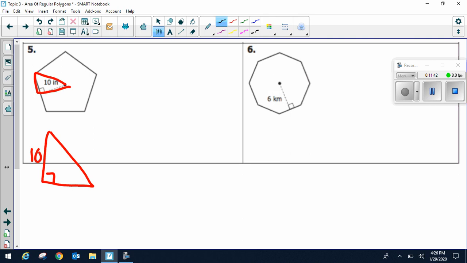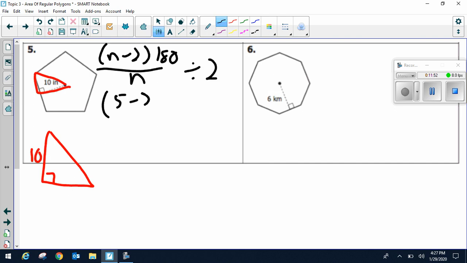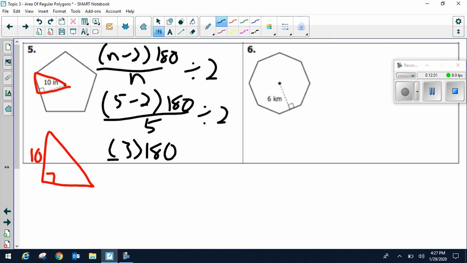Okay, same thing. We don't have any other information, so we have to do this formula of n minus 2 times 180 over n, and then we divide that number by 2. Number of sides in this case is 5, so it's 5 minus 2 times 180 over 5 divided by 2, which gives you 3 times 180 divided by 5 over 2. So 3 times 180 is 540 divided by 5, and then divide that by 2.